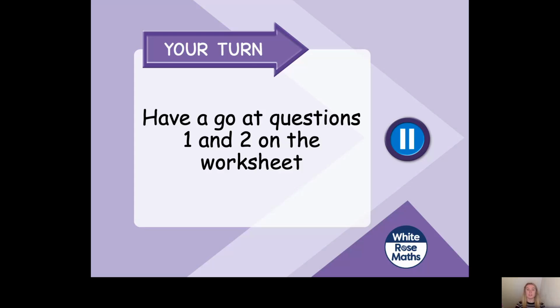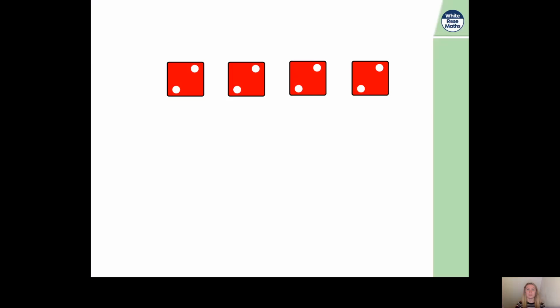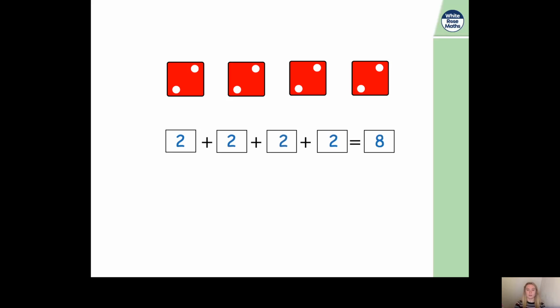Okay, let's move on to the next part of our lesson. So here we have the same as last time. We have our 4 groups and they have 2 in each, which was 2 plus 2 plus 2 plus 2 equals 8. And our multiplication, remember, was 4 multiplied by 2, which is 8.